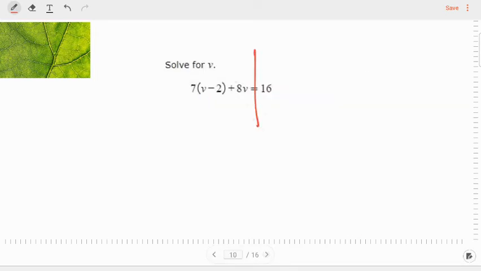I'm going to just continue to work my way through them. So variables are all over here, so I can combine. I cannot combine anything inside and outside of a parentheses, so I have to distribute first before I can combine. 7v minus 14, bring down the plus 8v equals 16. Now that there's no parentheses, I can combine. 15v minus 14 equals 16.